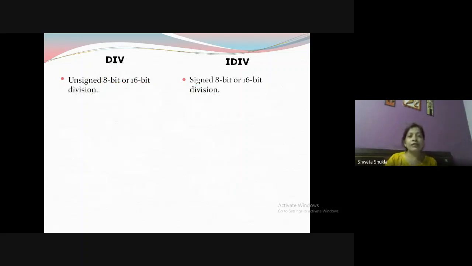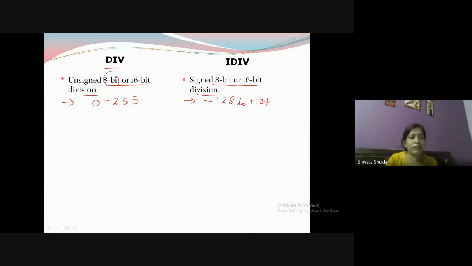Now here I just left it. See, the first thing is DIV means you have to do unsigned 8-bit or 16-bit division, whereas IDIV means you have to use signed 8-bit or 16-bit division. That means again, for 8-bit, the range will be from 0 to 255, whereas in the case of IDIV, the range will be minus 128 to plus 127. This will be the range.